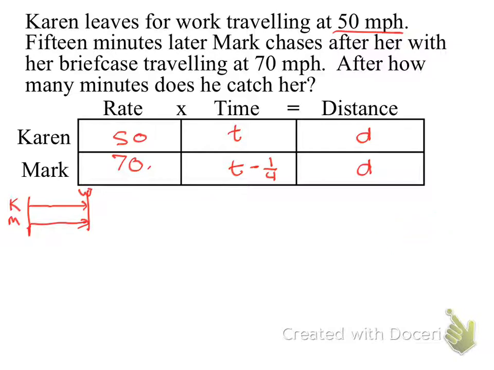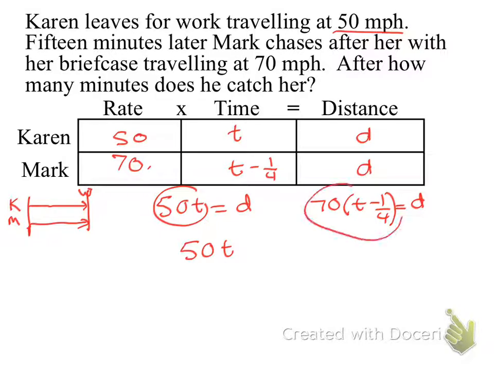So if that's the case, now what I have is 50T equals D, and 70 times T minus 1/4 equals D. Oops, no, sorry. Yeah, that's right. Equals D. And now what can we do? Yep. You can set them equal to each other, so 50T is equal to 70 times quantity of T minus 1/4. Yep. 70t minus 70 over 4. And then we solve.